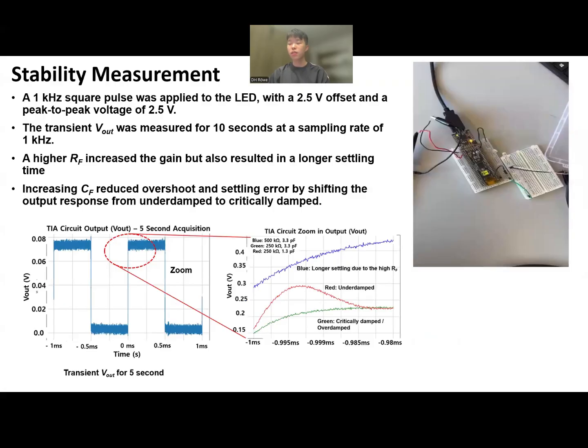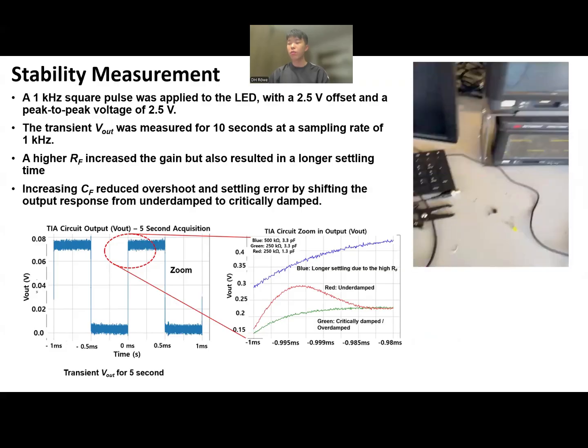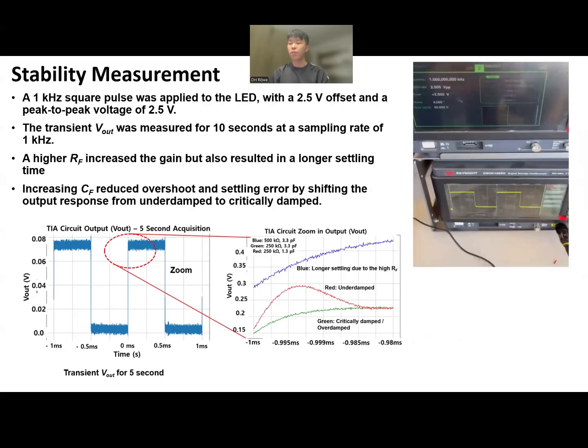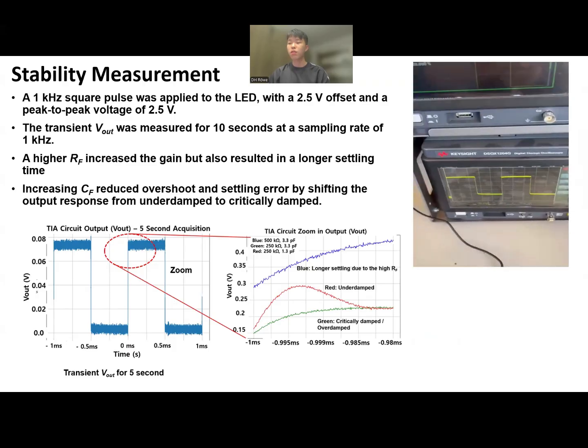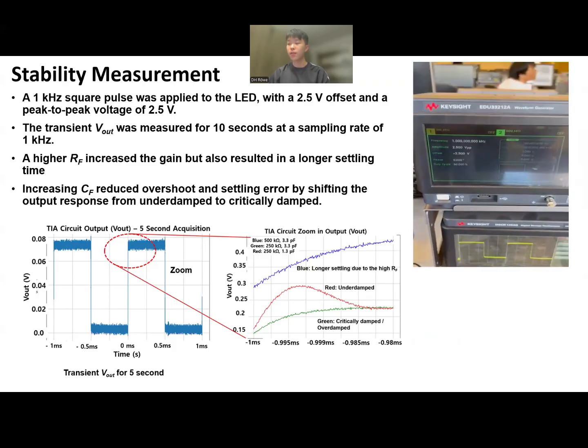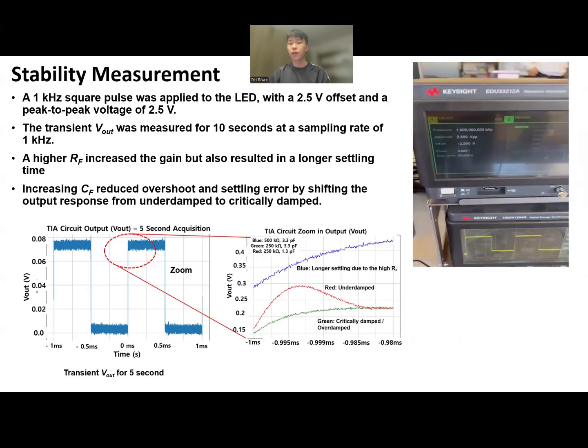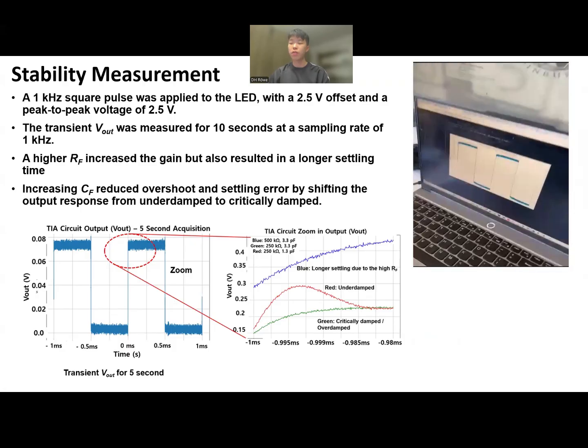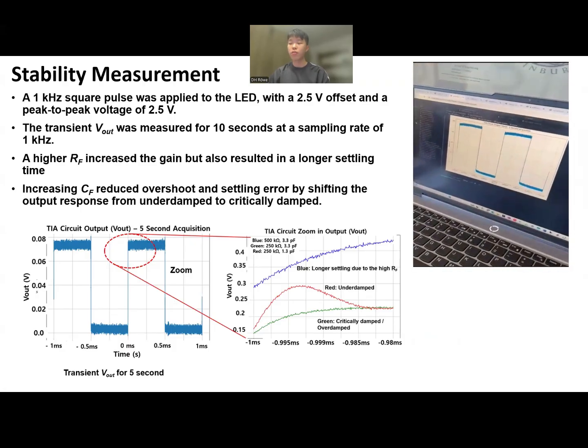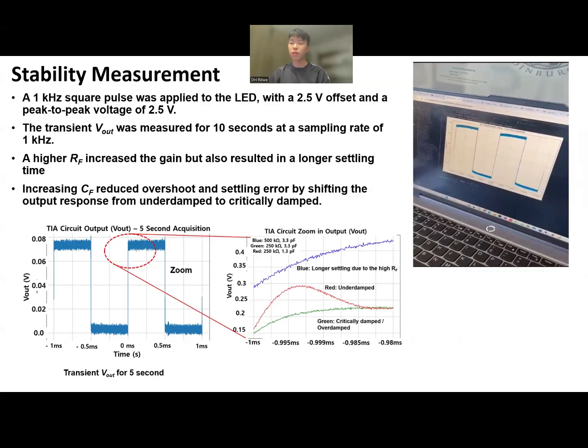To test stability, we applied a 1 kHz square wave to the LED with a 2.5 volt offset and a 2.5 volt peak-to-peak signal. We captured the transient response of the output for 10 seconds at a 1 kHz sampling rate. The result showed higher RF increased the settling time. On the other hand, increasing CF transitioned the response from underdamped to overdamped.